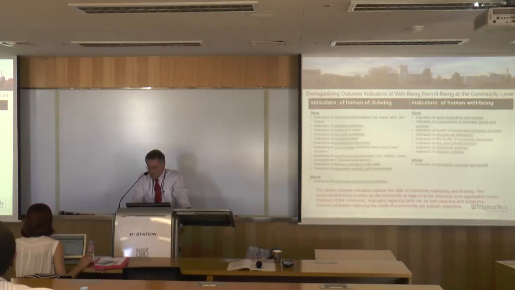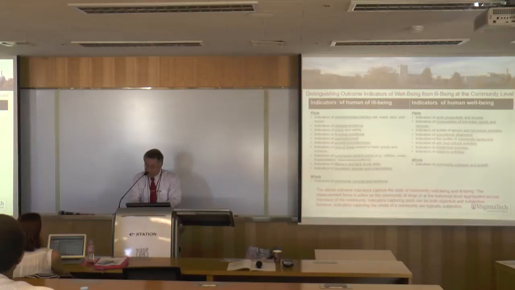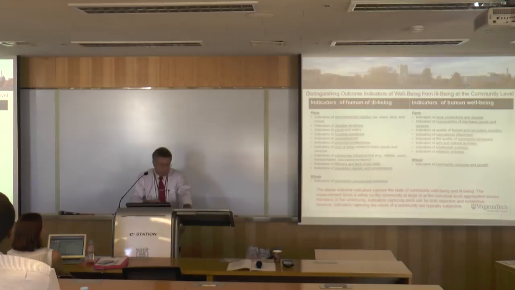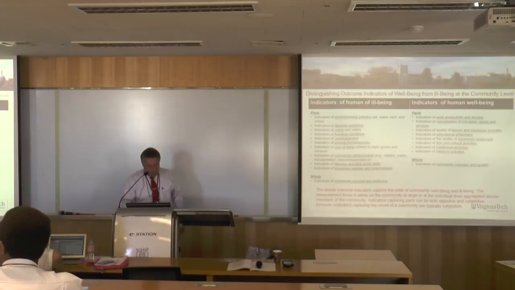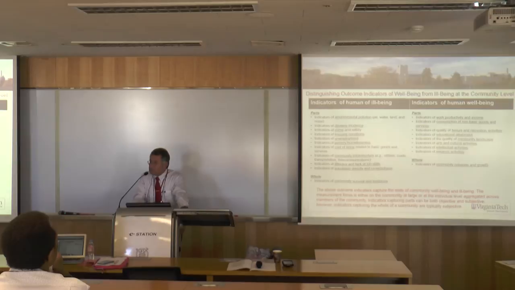Educational attainment, and again, these are indicators of parts which are different from indicators that capture the well-being of the community at large, which would be something like community cohesion and growth, right? Community cohesion and growth, that is an indicator that captures the well-being of the whole community, which is different from the well-being of the individual, which is to be contrasted with, again, if you're looking at ill-being, indicators of community survival and resilience, right?